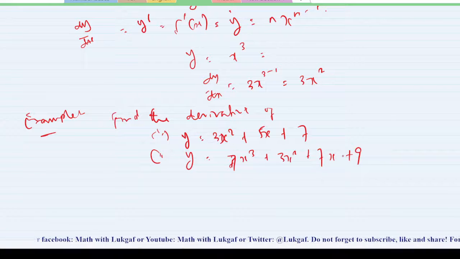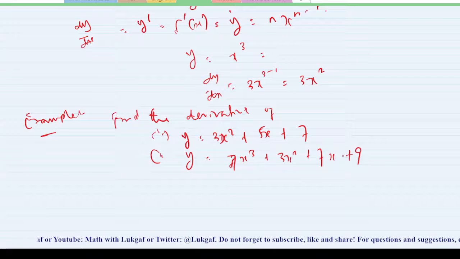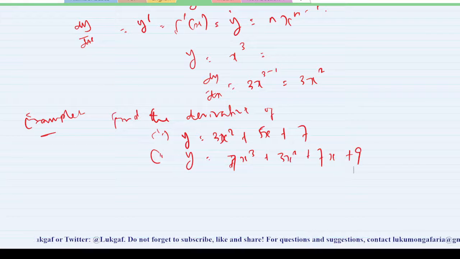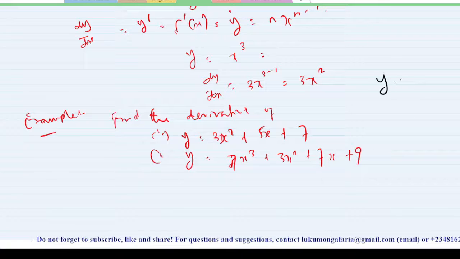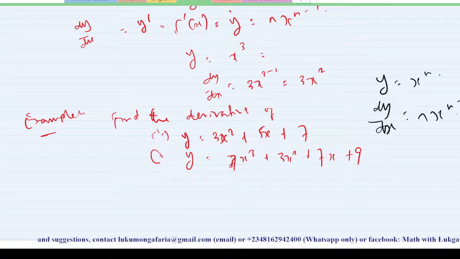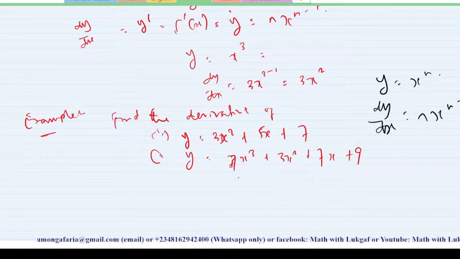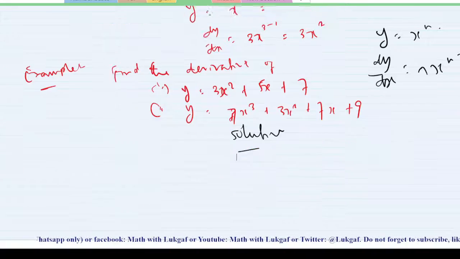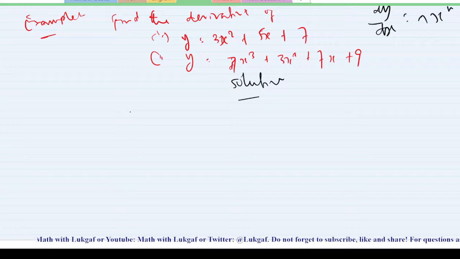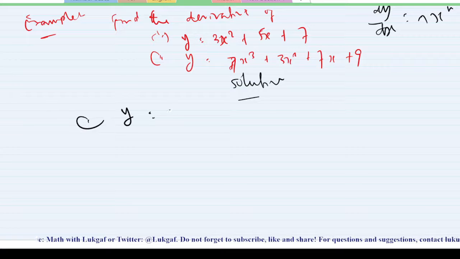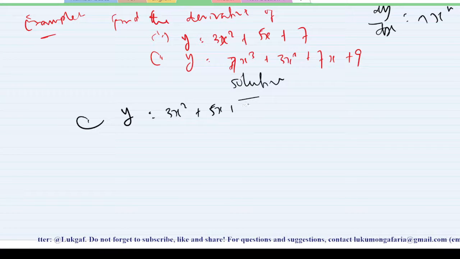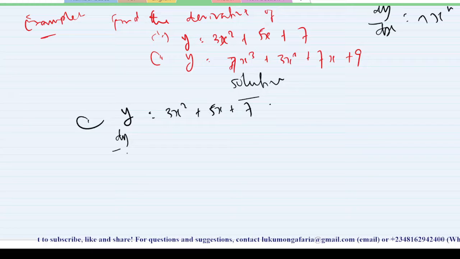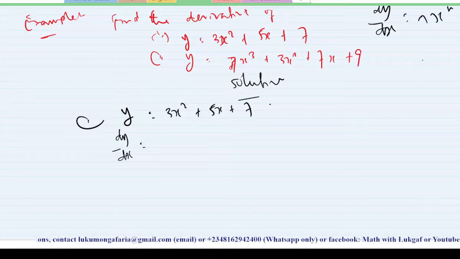So the derivative is the rate of change of y with respect to the change in x. Don't forget what I said, that is if you have y is equal to x raised to power n, then basically your dy dx is n x to the n minus 1. Okay, now let us take it one by one. Solution. For the first question, you have a quadratic function, 3x squared plus 5x plus 7. Then my dy dx, don't forget what I explained here, that is n x to the n minus 1.